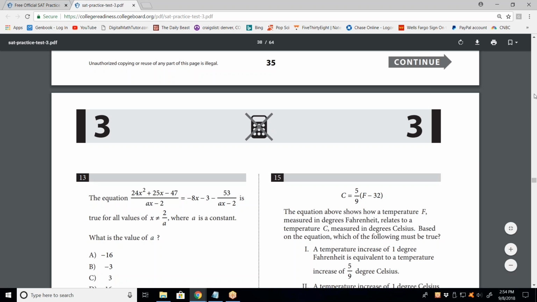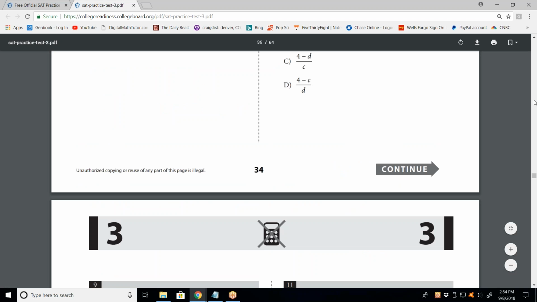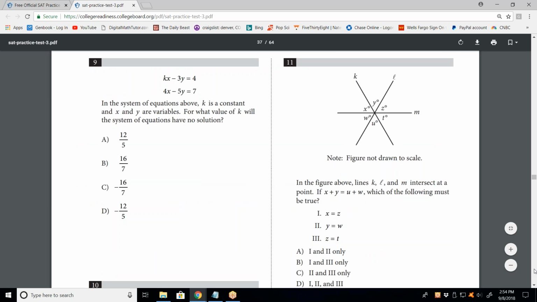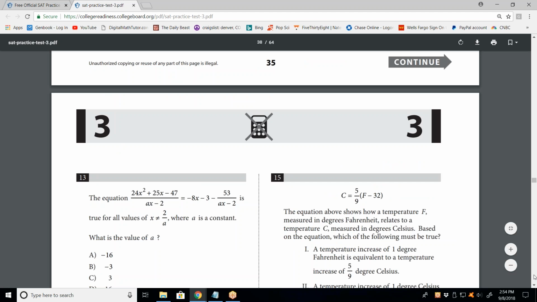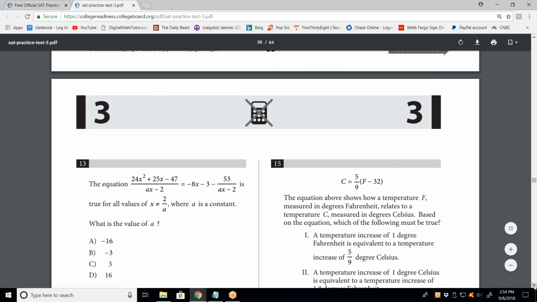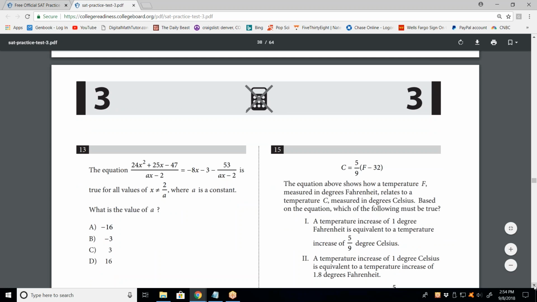Now, all of these have been non-calculator, is that correct? Yeah. I guess I'm going to have to look at this in advance. I had no idea these were so hard. Let me just take a look at 13.